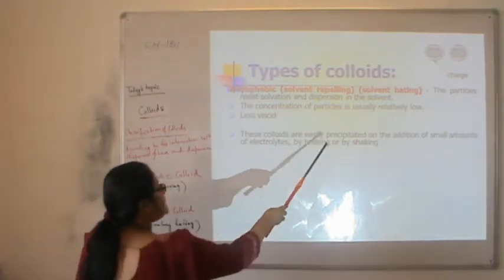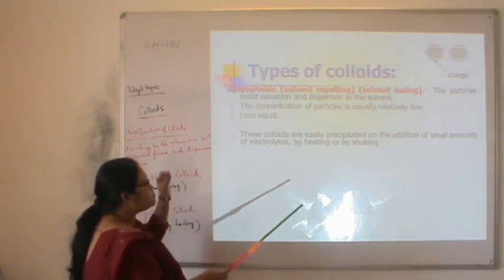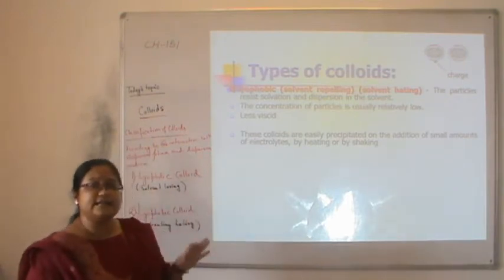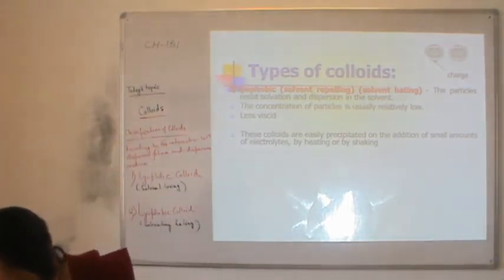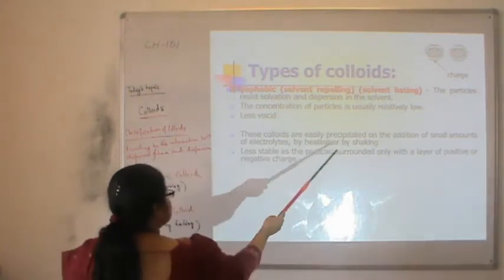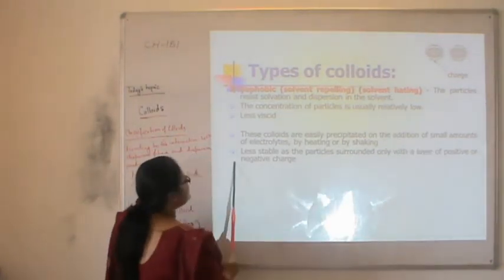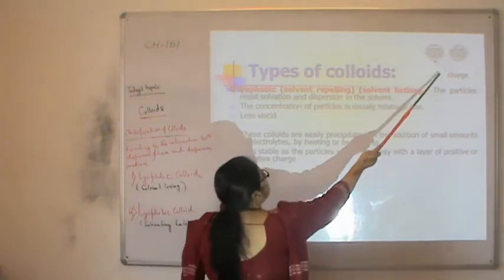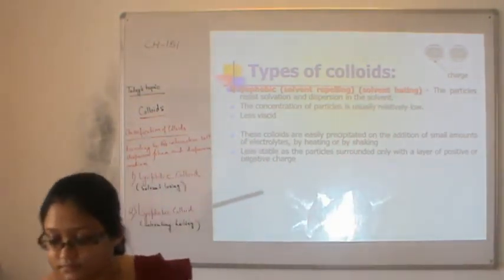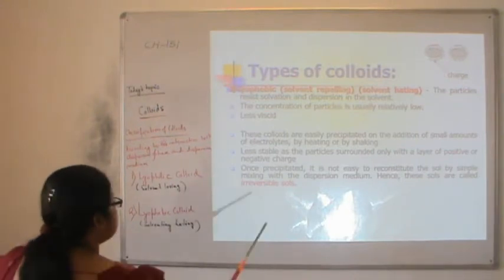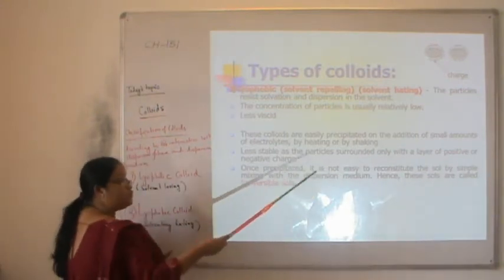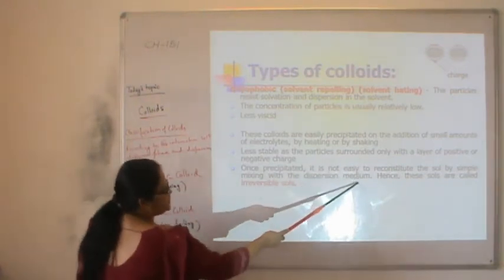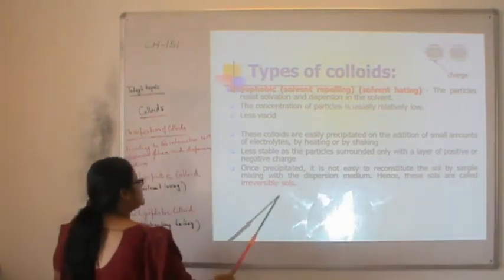These colloids are easily precipitated on the addition of a small amount of electrolytes, or by heating or by shaking, so this colloid is very unstable. Less stable as the particles are surrounded only with a layer of positive or negative charge. This is a picture of lyophobic colloid. Once precipitated, it is not easy to reconstitute the sol or colloid by simply mixing with the dispersion medium. Hence, these sols are called irreversible sols.